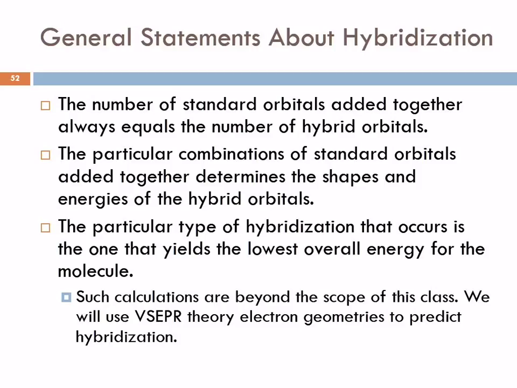The particular combinations of how those orbitals add together determines the shapes and energies. And what kind of hybridization occurs is whichever one gives the lowest energy. So these calculations, as you might imagine, are pretty involved, and they're way beyond the scope of this class. So what we're going to do is use VSEPR theory to predict the hybridization of the orbitals. And it turns out that works quite well and doesn't involve a lot of math. You have to count to 4, right? How many electron groups? 4. Or I guess sometimes we have to count to 8. Scary.